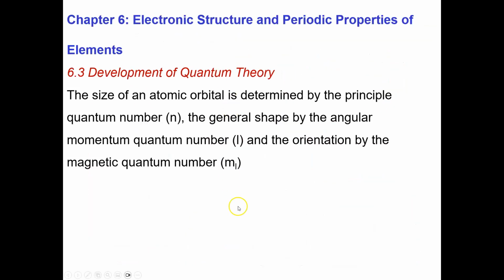Okay, so that concludes section 6.3, which gets us all the way through the development of the modern quantum theory.